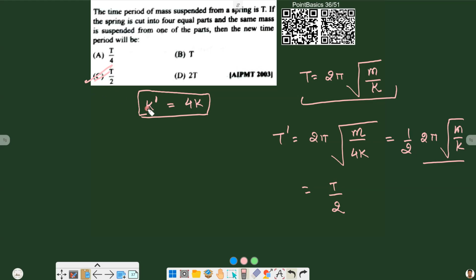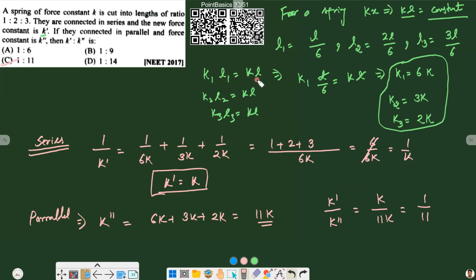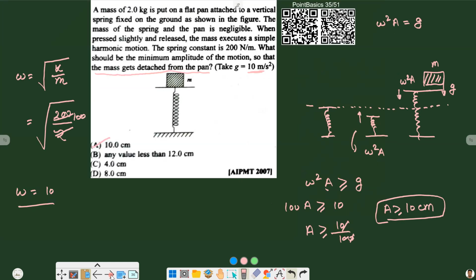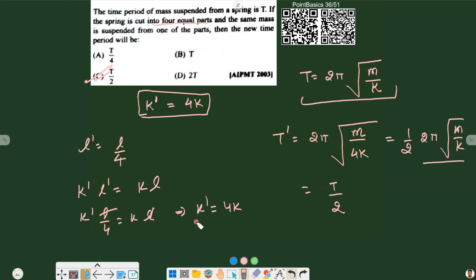And how we solve this can be found out here. We will use the spring constant, that k into l is constant. Here length is l by 4, because we cut the spring into four equal parts, so l dash is equal to l by 4, or k dash into l dash is equal to k into l. K dash into l by 4 is equal to k into l, l gets cancelled. K dash is equal to 4 times k.